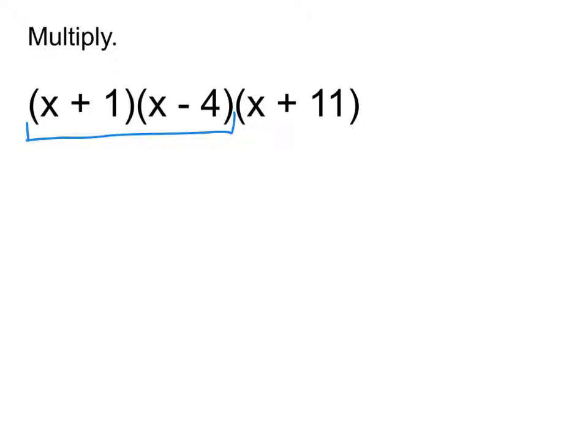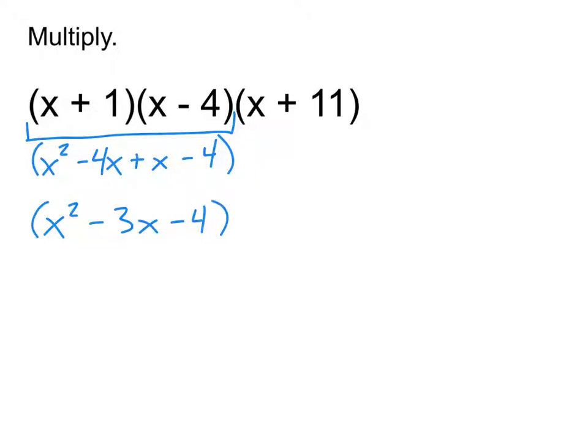So in multiplying the x plus 1 times x minus 4, you would start by getting x squared minus 4x plus x minus 4, and then you'd simplify it to be x squared minus 3x minus 4. Now, that x plus 11 is still there, so I put parentheses around that so that I can show it's still being multiplied by the x plus 11.